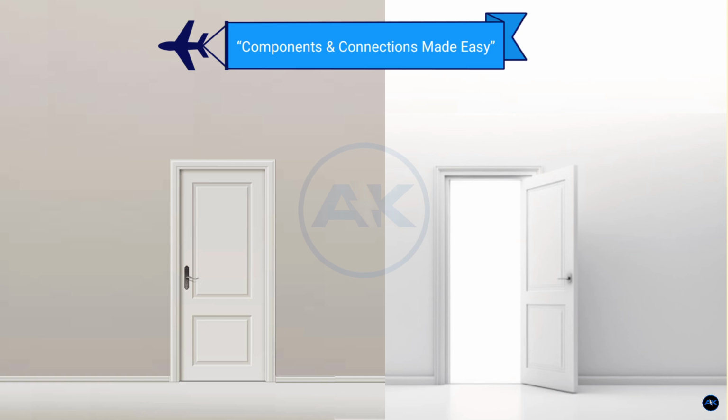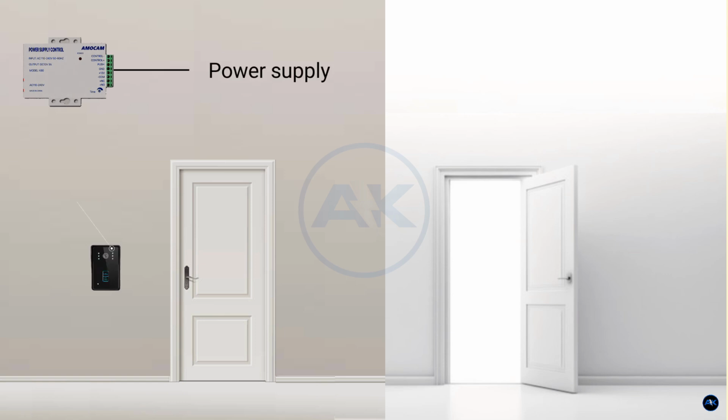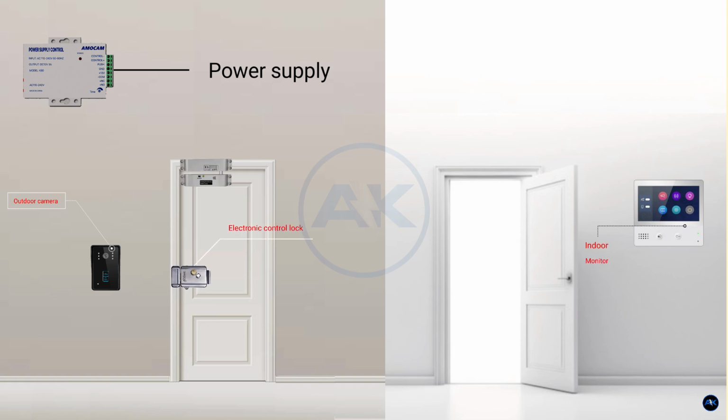Imagine a system that lets you control who enters your home or office. It uses six key parts. 1. Power supply. 2. Outdoor camera. 3. Indoor monitor. 4. Electronic control lock. 5. Electric locks. 6. Door exit button. Let's see how they all connect.